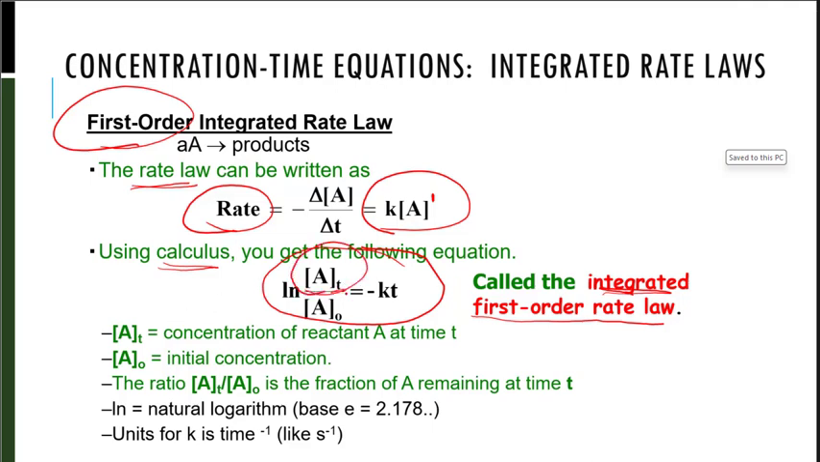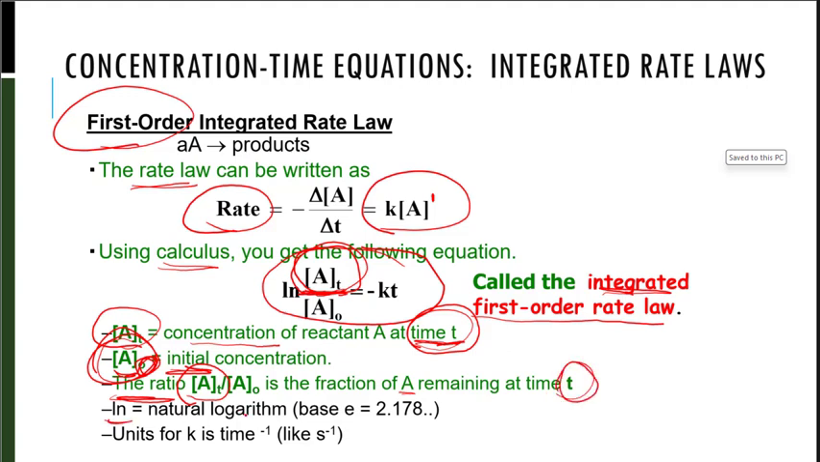Concentration of A sub t stands for the concentration of reactant A at time t. That might be after 20 seconds or 2 hours, but whatever that time is, that's the concentration of that reactant after a certain amount of time. Concentration of A sub 0 is our initial concentration. Sometimes I like to think of it as my original concentration of that reactant. The ratio of A sub t over the original is the fraction of A remaining at time t. ln is our natural log, and our units for k are the inverse of time.